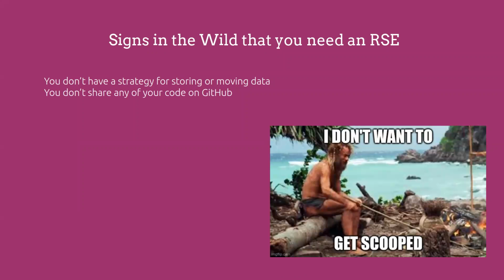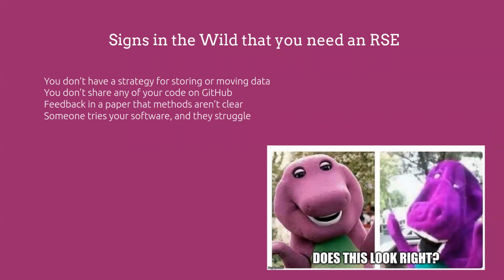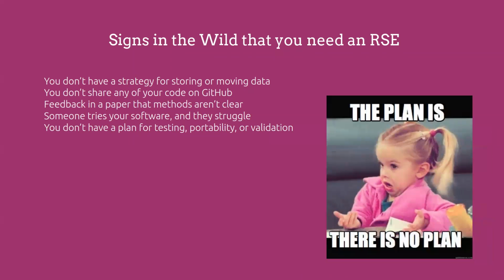You don't share any of your code on GitHub. You are afraid of getting scooped. You want to just stay on your little private island and talk to Wilson. You get feedback in a paper that methods aren't clear and you can't remember how you did it. Someone tries your software and they struggle. You go back and forth for a week trying to debug their error messages, and you're like, why is this my life?